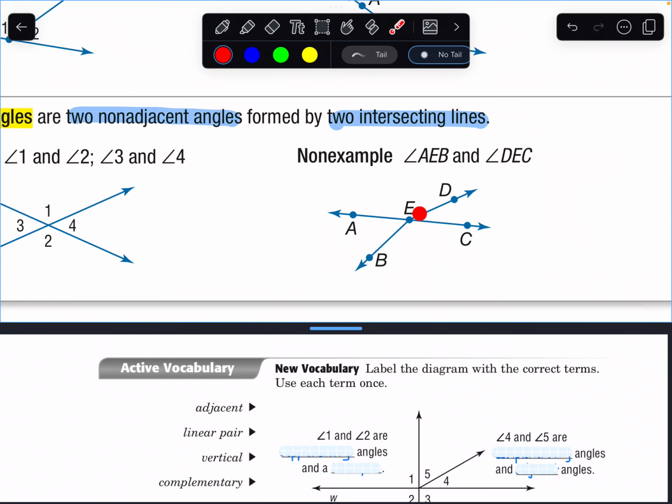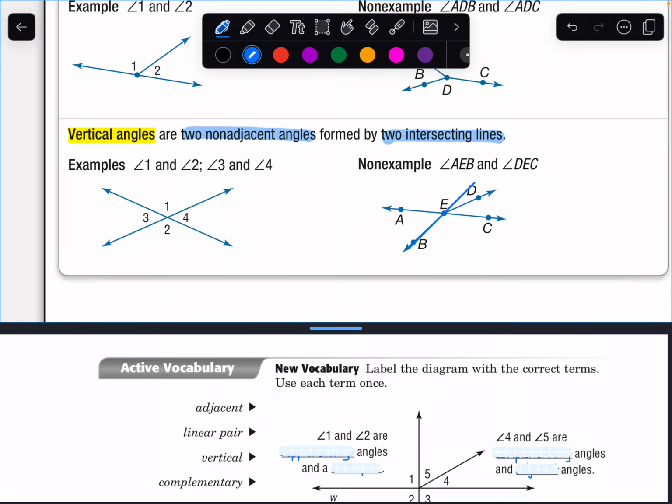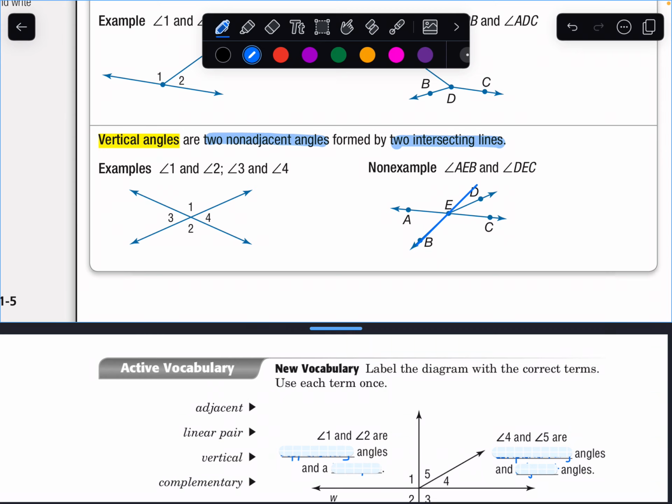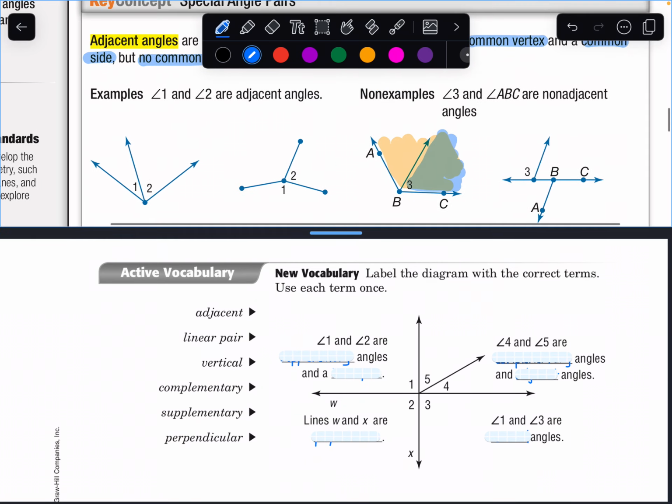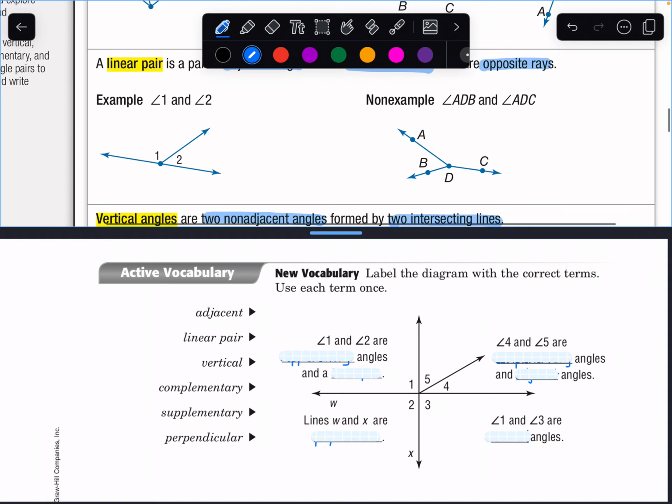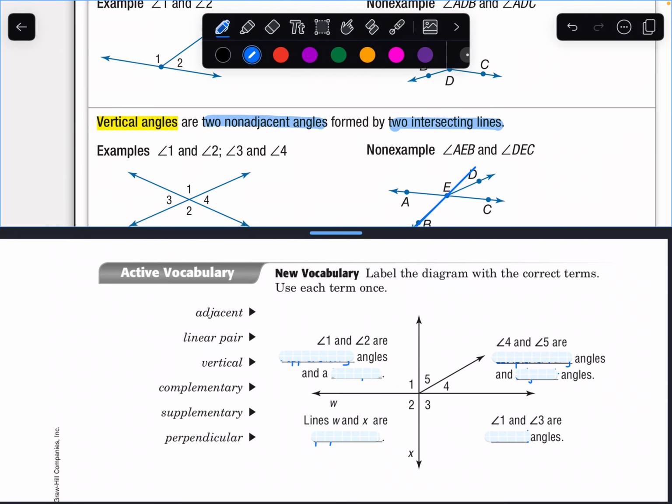Whereas here, AEB and DEC don't count as vertical angles. Even though they're opposite sides of the diagram, this is not a straight line. Just to prove it to you there, I will continue that line there. So they're not created by two intersecting lines. You've got just multiple rays coming out of E there. Okay, let's see if we can find some of these in our diagram. We're looking for adjacent, linear pair and vertical angles.